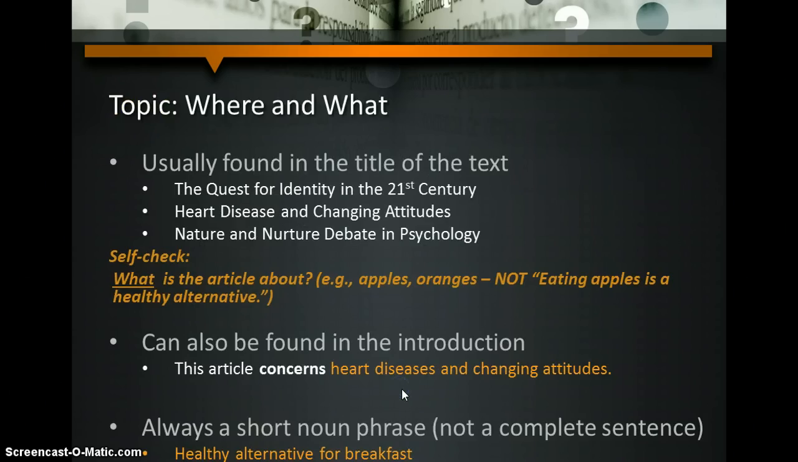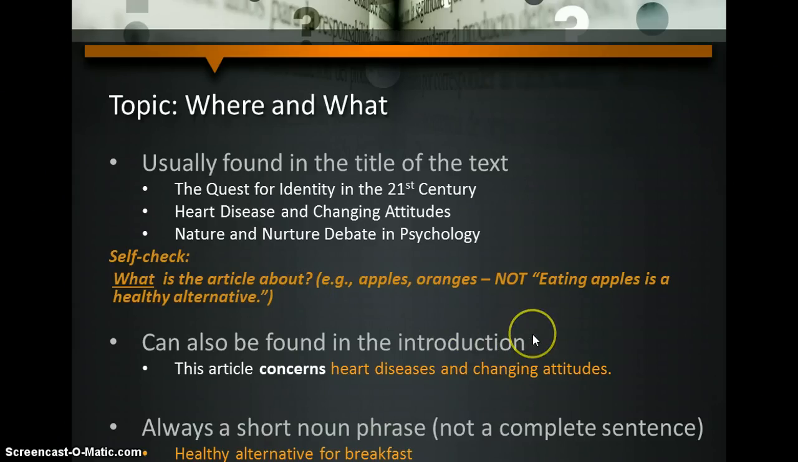So where do we find it? Well, usually we can find it in the title. The topic is usually in there. It's the quest for identity in the 21st century. It's heart disease and changing attitudes. It's nature and nurture, a debate. So we're looking for what the article is about.